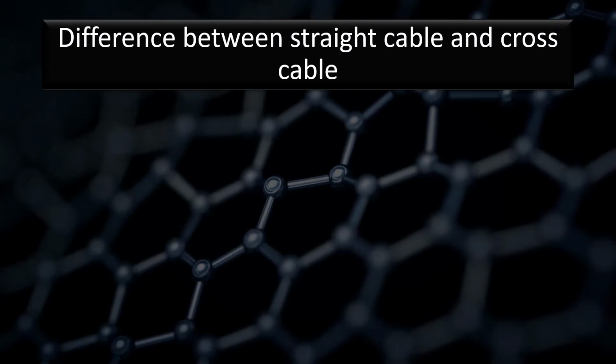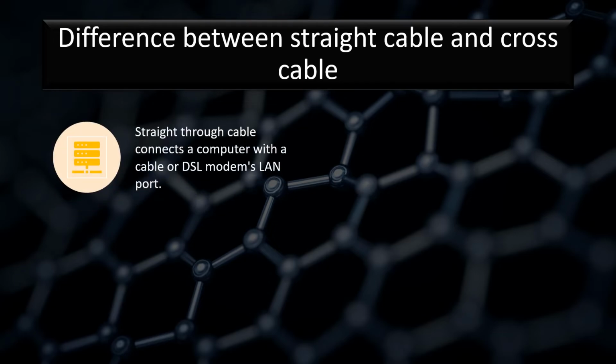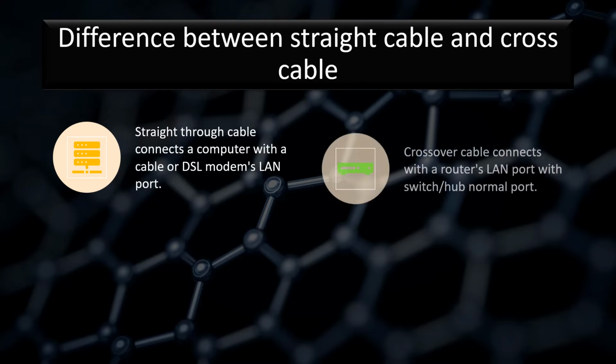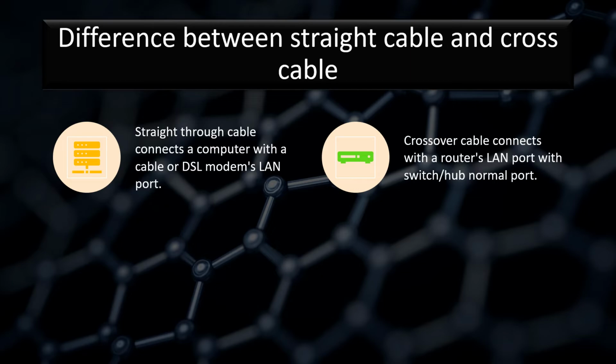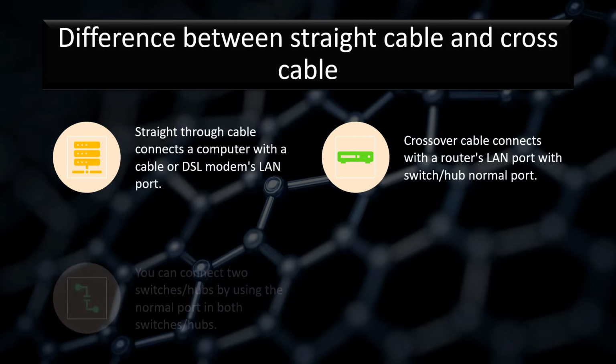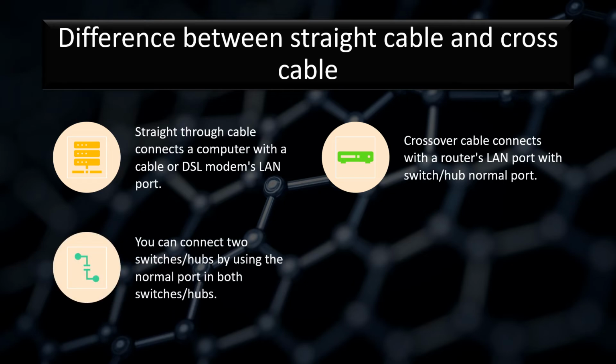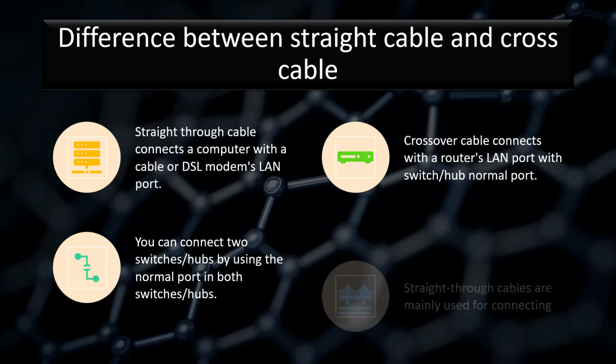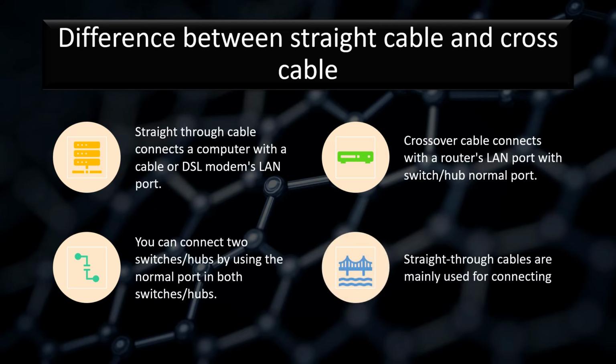Difference between straight cable and cross cable. Straight through cable connects a computer with a cable or DSL modem's LAN port. Crossover cable connects the router's LAN port with a switch or hub normal port. You can connect two switches or hubs by using the normal port in both switches or hubs. Straight through cables are mainly used for connecting.